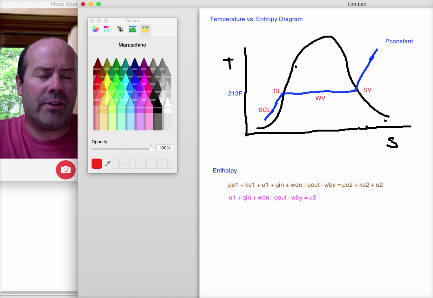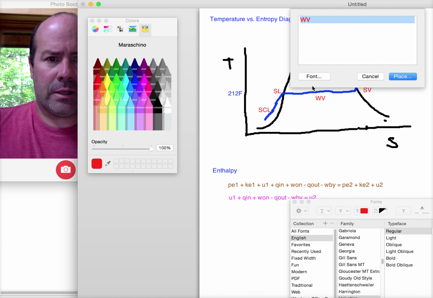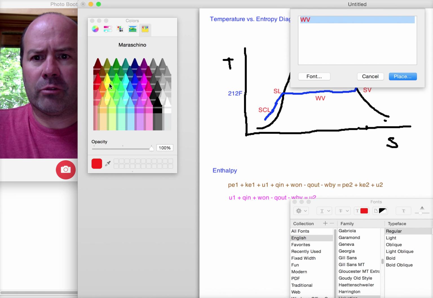Saturated vapor at the other end is a point. Again, same temperature and pressure match, but 100% vapor and 0% liquid. Wet vapor is a region, and it's in this region that we introduce a new property called the quality. And grab another color for quality.